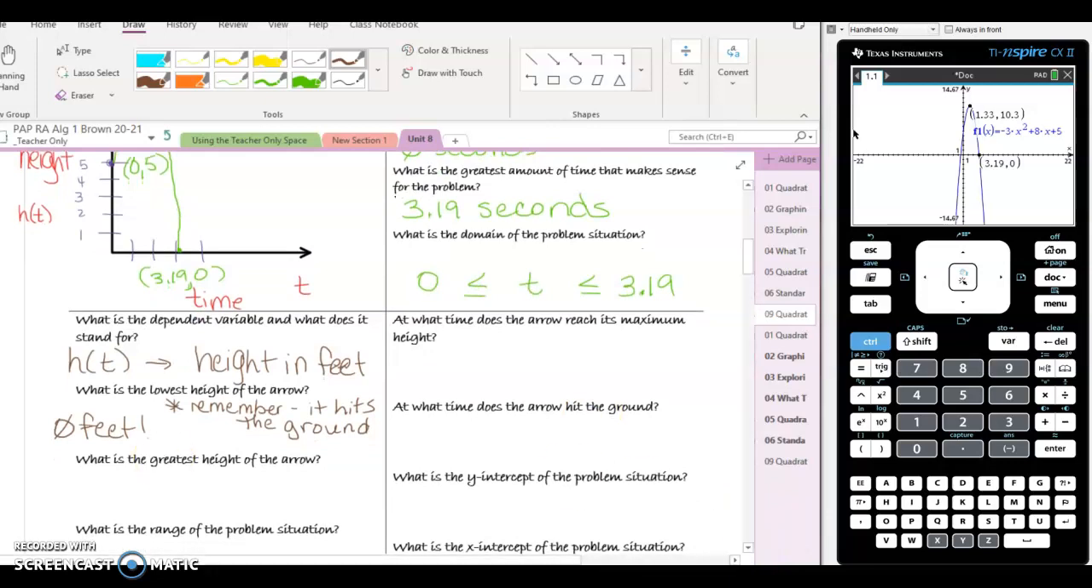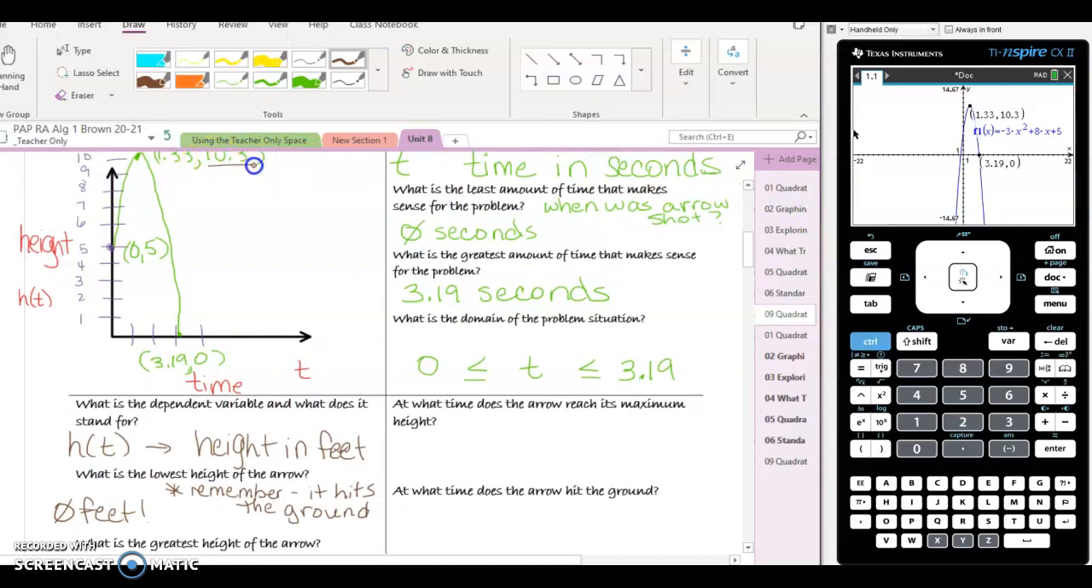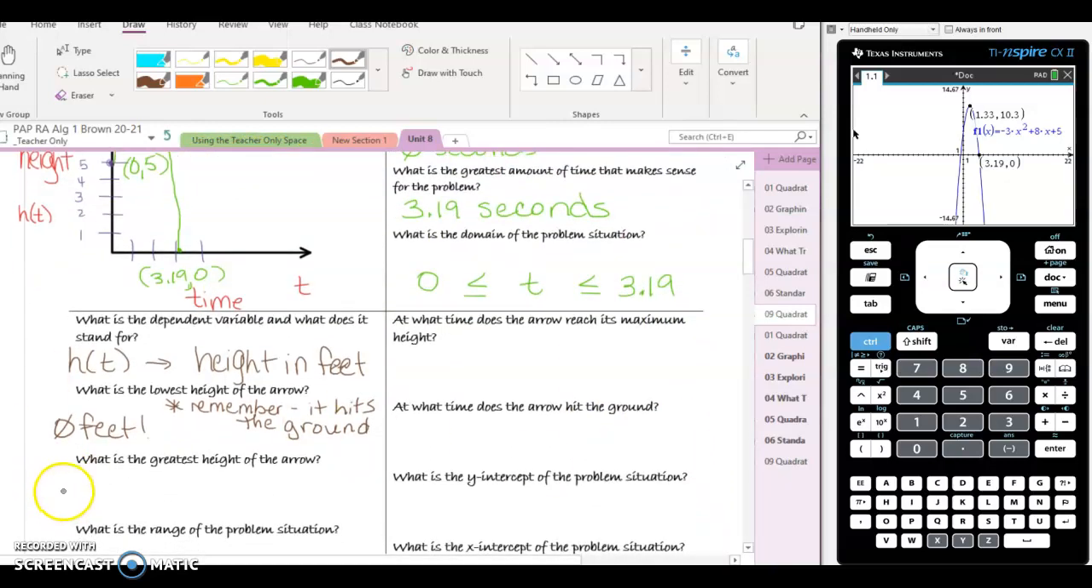So then we want to know, what is the greatest height of the arrow? Well, we found our maximum, right? Our greatest height was at 10.3 feet. So the greatest height was 10.3 feet, and we found that at our maximum.